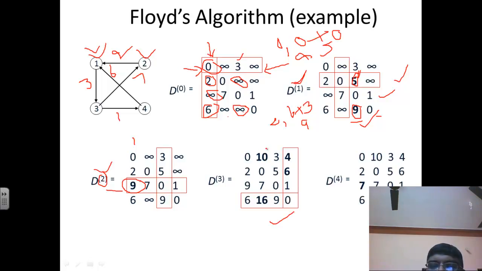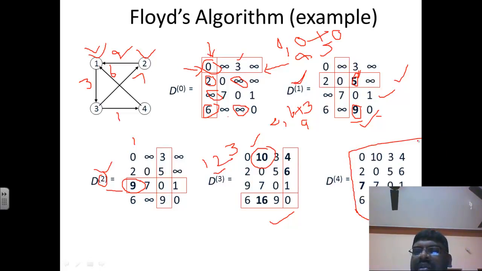Similarly, what is meant by this 10? First of all 3 means 1, 2 and 3, three vertices as intermediate. So 1 to 2, there is no direct edge, but I can go 1 to 3, 3 to 2. So 3 plus 7, total 10. Okay, so this is the procedure to obtain the shortest path. So finally you can observe this. This is the solution. So this indicates the shortest path between the pairs.